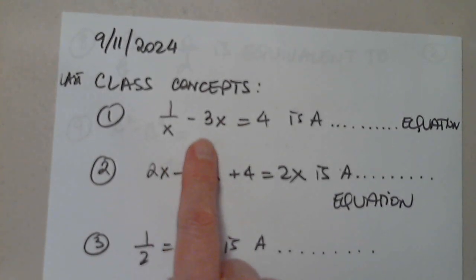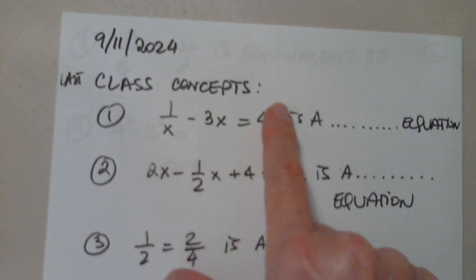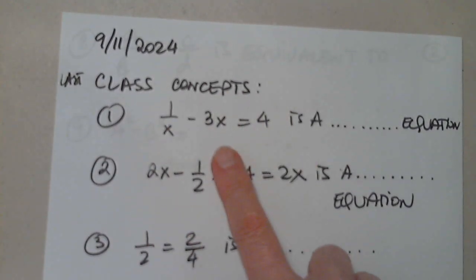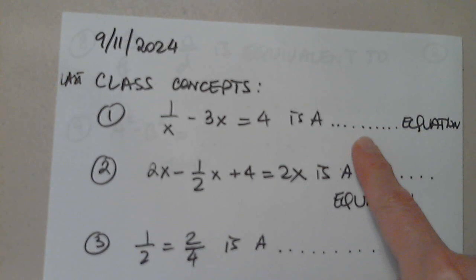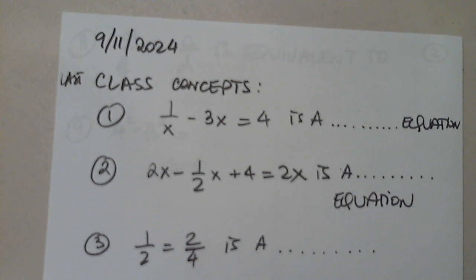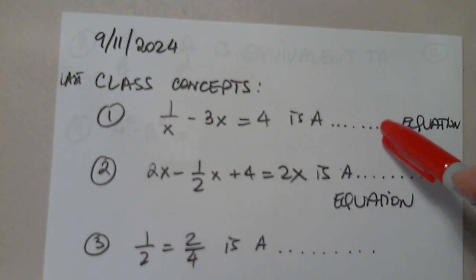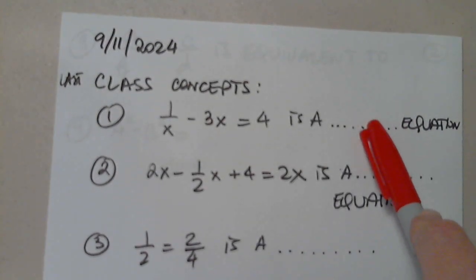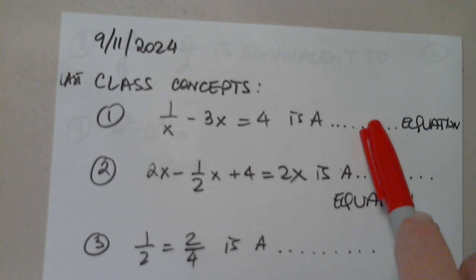So here's the first question. What type of equation is this? Anyone, please? Rational. Excellent.